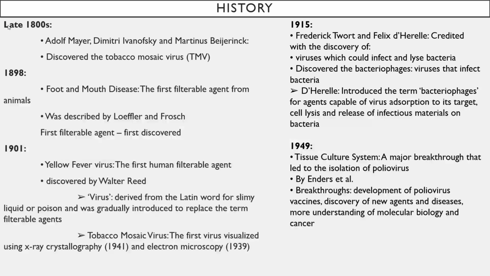Let's start. Now, let's have a quick history class regarding your virology. Now, in the late 1800s, scientists Adolf Mayer, Dmitry Ivanovsky, and Martinus Beijerinck discovered the first virus class known as your TMB, the tobacco mosaic virus. Now, itong tobacco mosaic virus na to, kindly take note, was isolated from tobacco, yung ginagawang sigarilyo class sa probinsya. They were able to isolate it from tobacco, this tobacco mosaic virus.